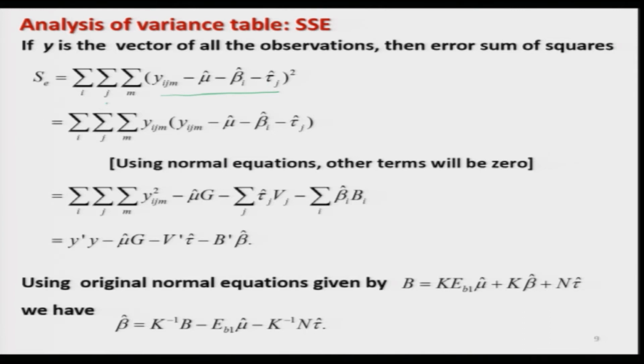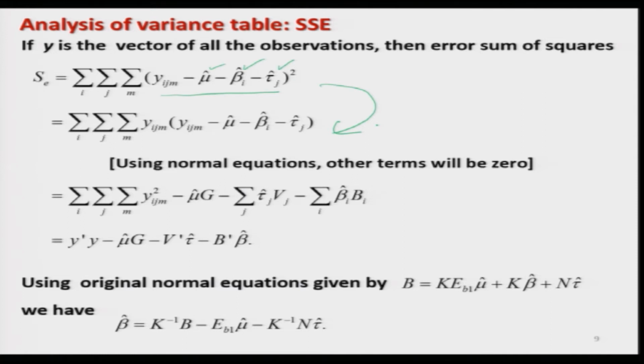So, this will be here triple summation of (y_ijm minus mu hat minus beta_i hat minus tau_j hat) squared. And now, you simply have to use the normal equations that we had obtained earlier, and you can write down this quantity like this. You can just look back into your earlier equations and write it down very easily.